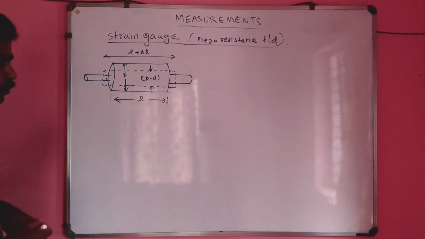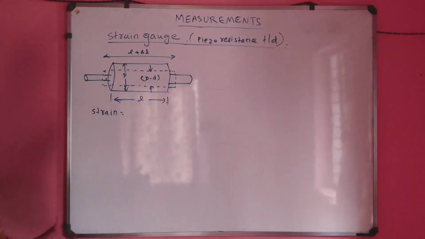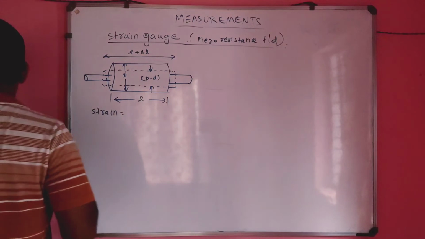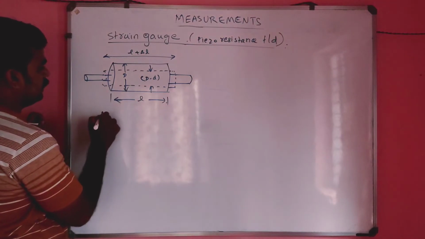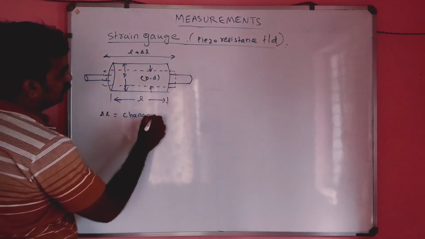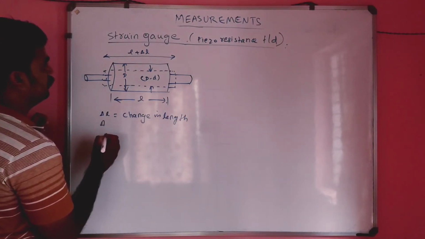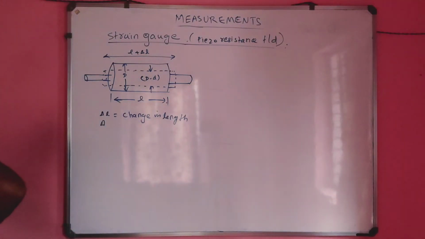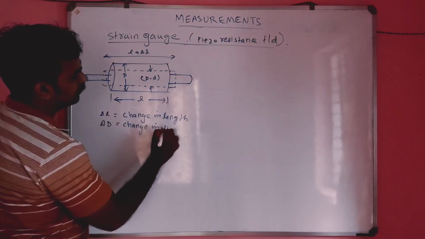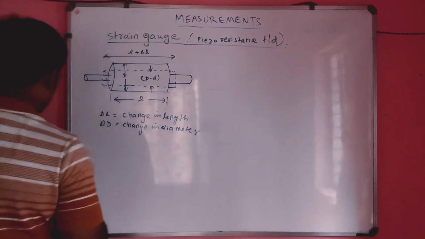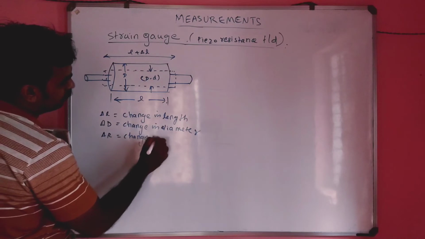So strain is nothing but what? What is the expression for strain? Strain is nothing but changing dimension by original dimension. So here you mark this delta L, changing length, delta D, change in diameter, and delta R, change in resistance.